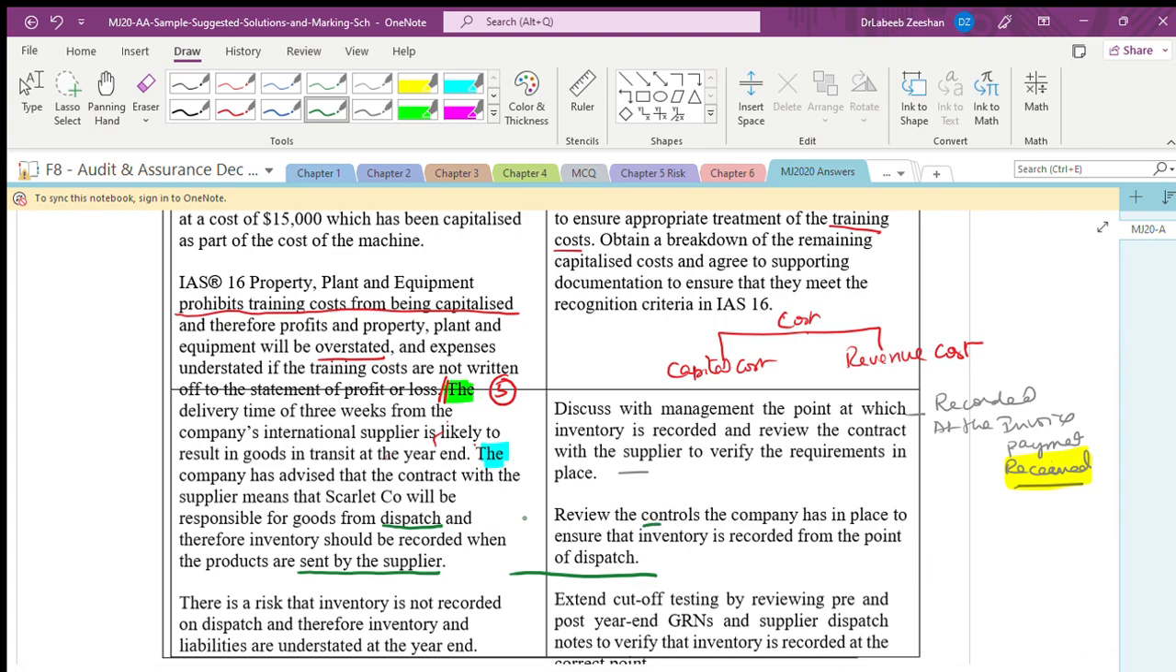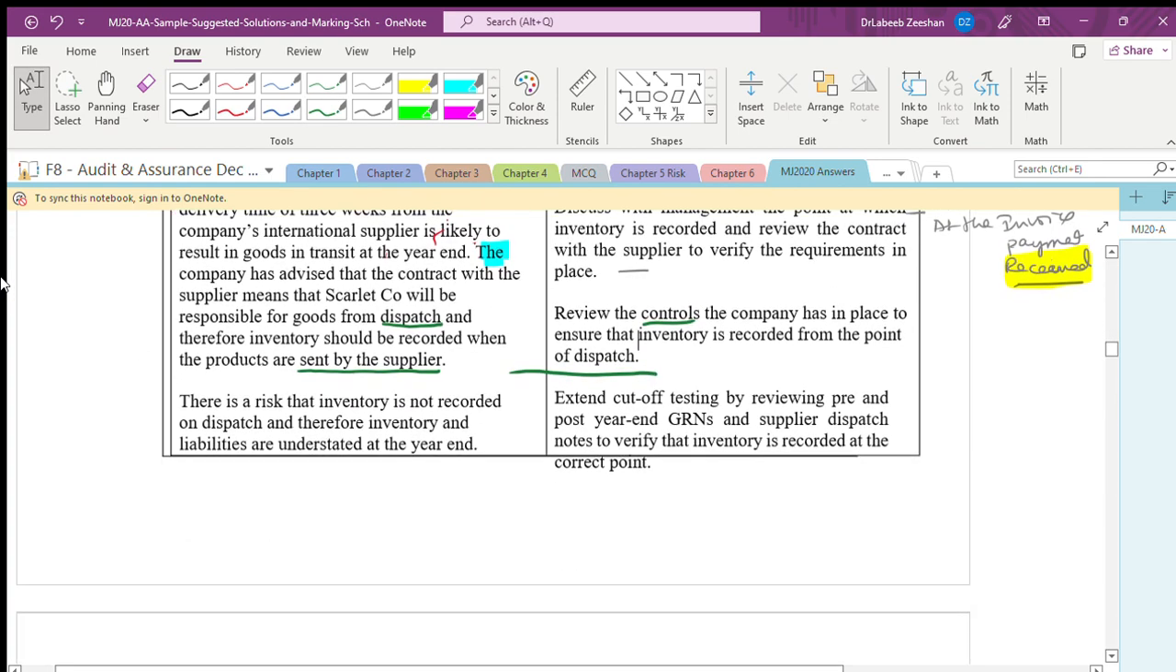Definitely in that situation, we have to review the controls in place, how the inventory is recorded from the point of dispatch. It means we should keep a staff member from our side. Don't write all these things down, I am just explaining to you. You have to keep one staff member from our side so that things will be at ease.